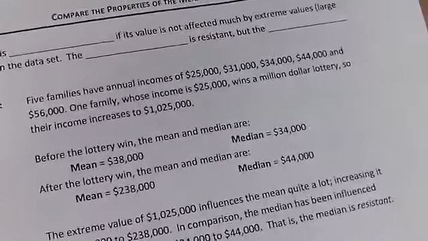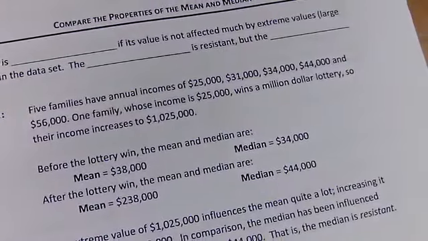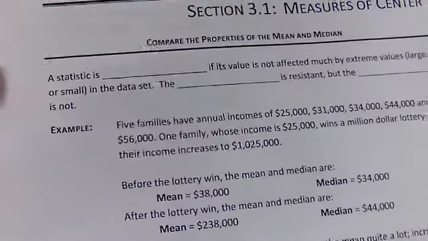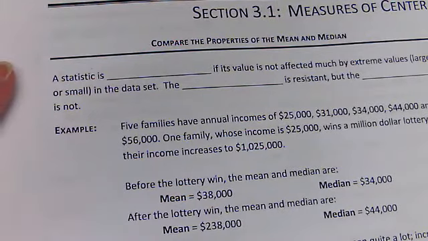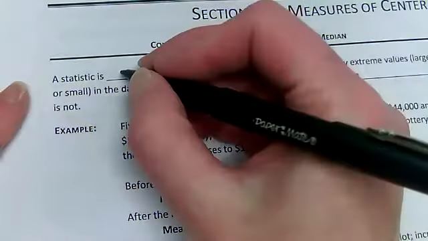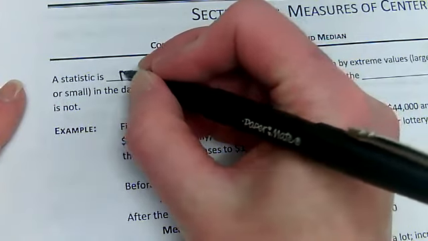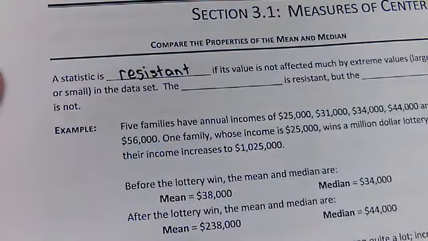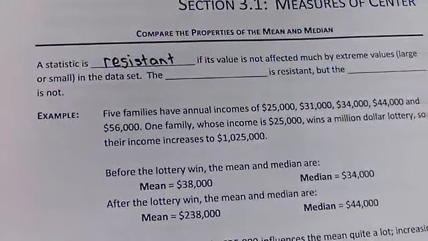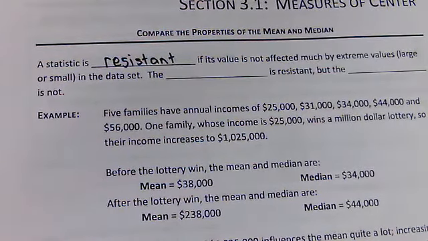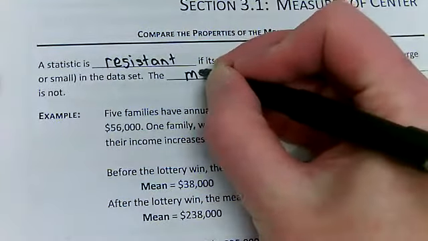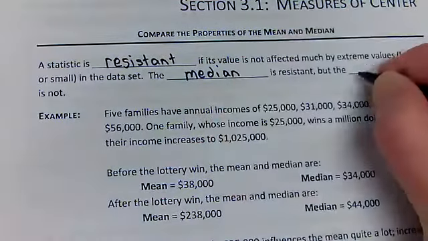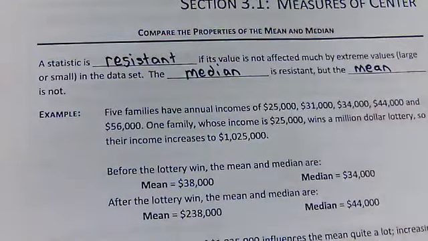Now, when we're talking about these measures of center, there's something that comes up that's really important, and it's called resistance. A statistic is resistant if the value is not affected by extreme values, large or small, in the data set. And when we're talking about the difference between mean and median, the median is considered resistant, but the mean is not. And let's show why.